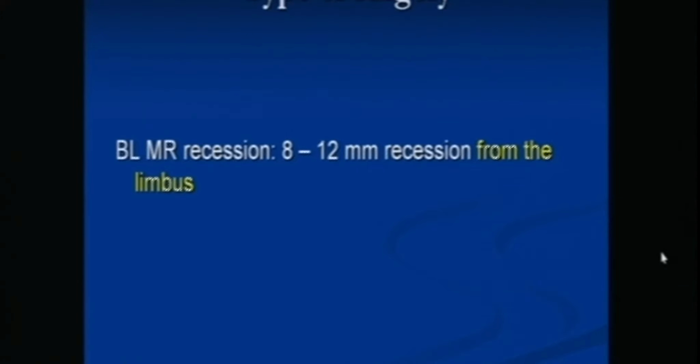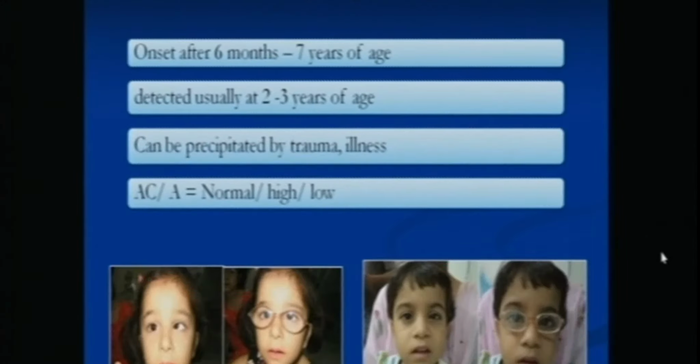Sometimes they require more than one surgery, so it's important to get alignment by 1 year of age to get good binocularity. Accommodative esotropia usually has onset after 6 months and can present by 2-3 years of age when the hyperopia continues to increase. They are often detected, like I said, between 2 to 3 years. They can be associated with or precipitated by systemic factors.